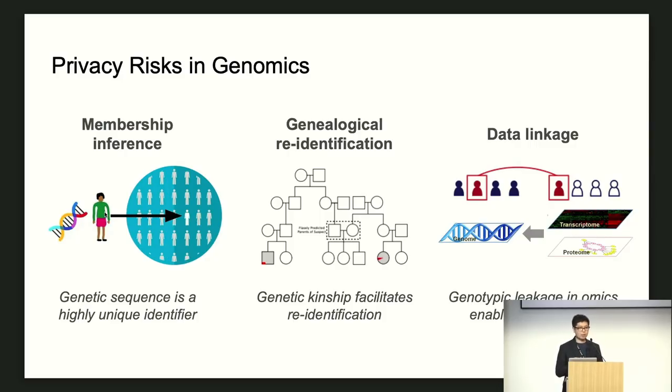And lastly, I want to mention data linkage risks. Since genetic sequences are potent identifiers, they can be used to link the same sample across different data sets. And because the other omics data types that I mentioned are correlated with genetic information, one can often use those data to infer the genetic information of the same individual. This allows us to sometimes link across different data types as well.